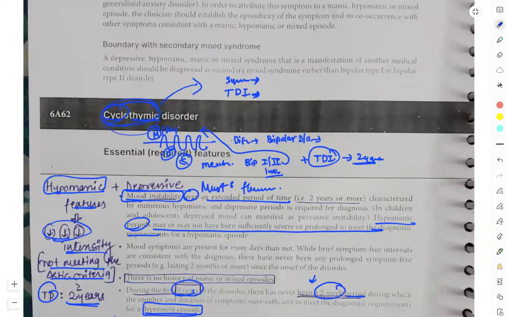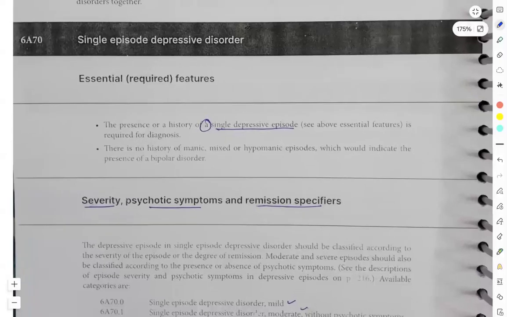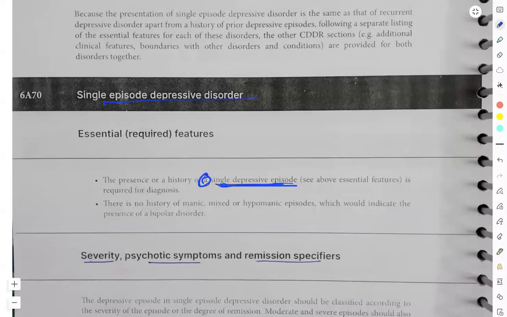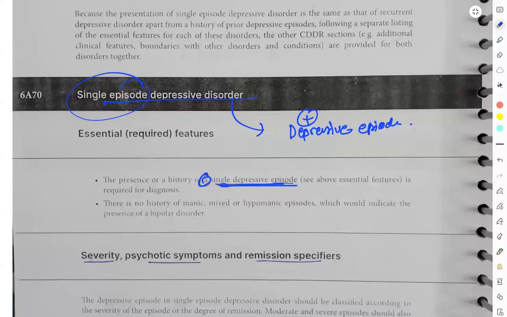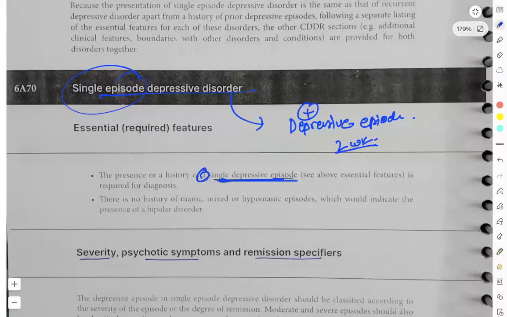So in single episode depressive disorder, there is a single depressive episode. It should meet the criteria of a depressive episode: presence of one depressive episode, only one. That is why we call it single episode depressive disorder. So it means it should be present for at least 2 weeks, right?